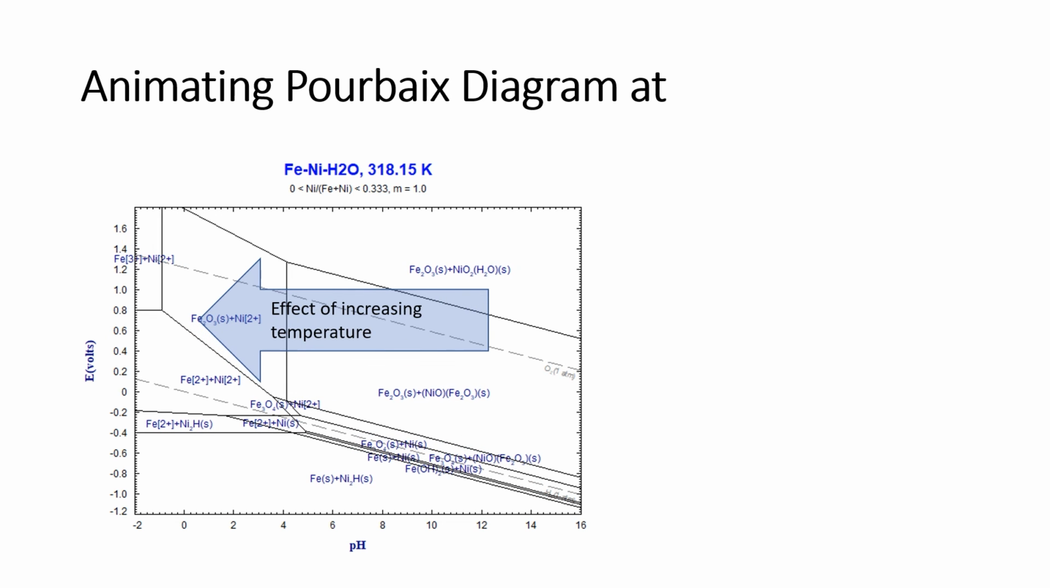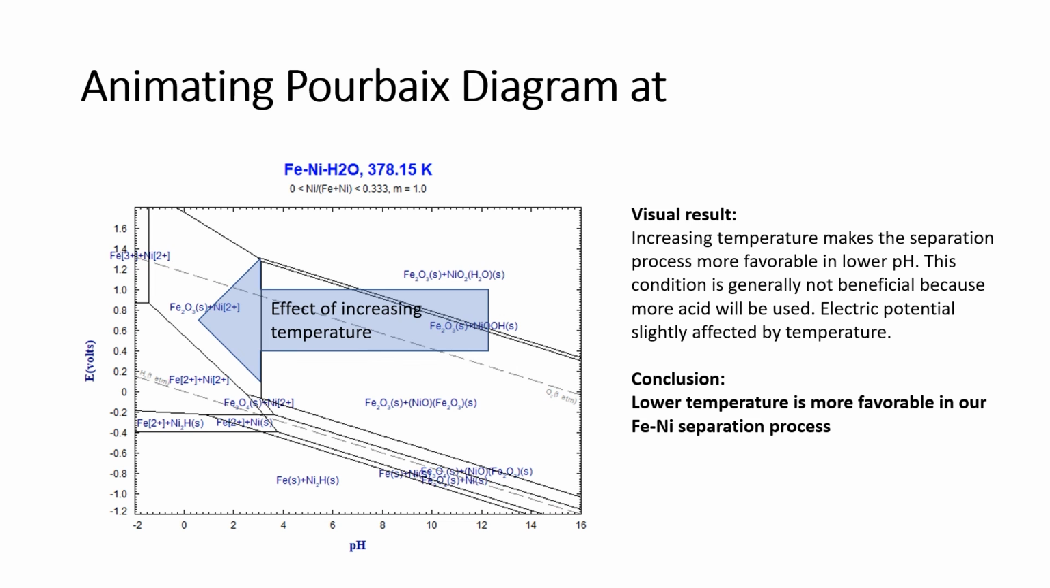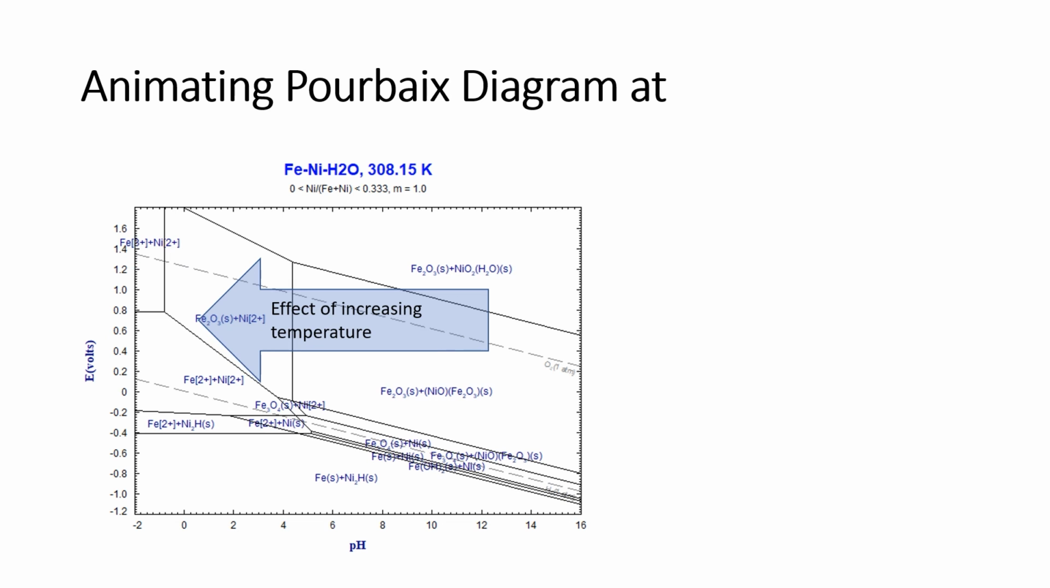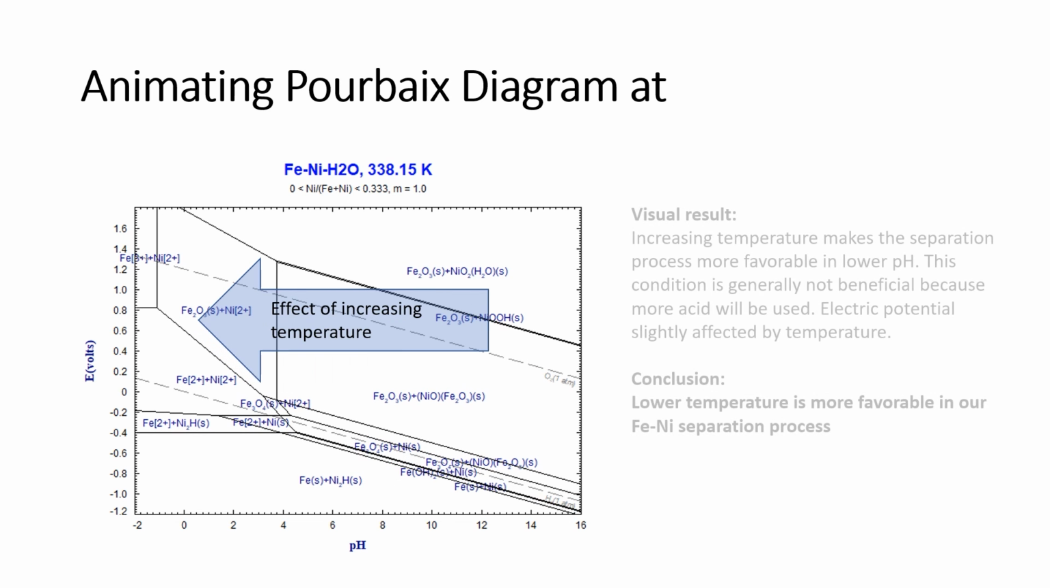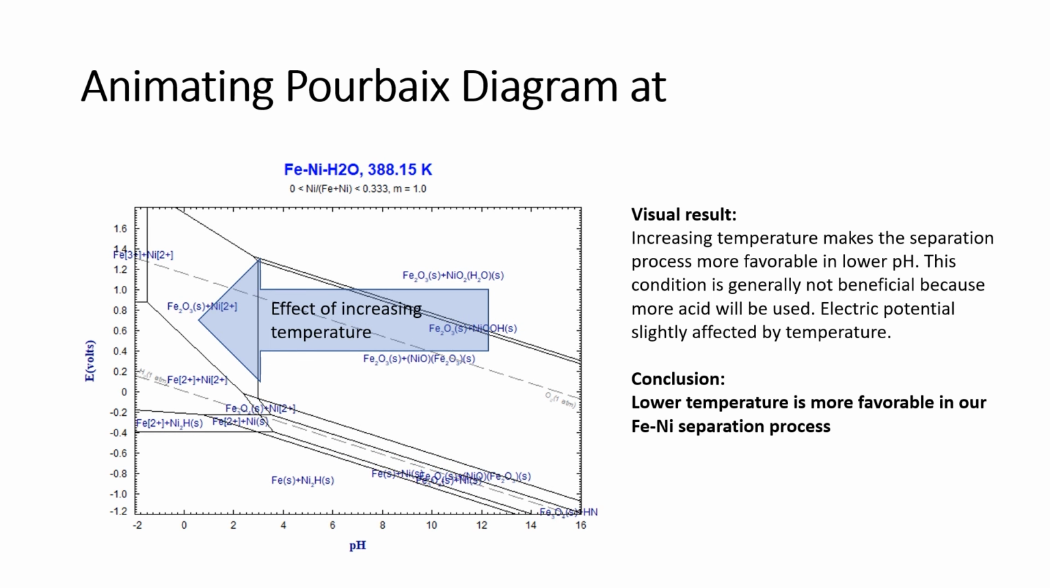So as we can see here, by increasing the temperature, we actually have smaller separation region. Usually this is not beneficial in our case because we have to add more and more acid in our system with increasing the temperature. So we have to think about actually lowering the temperature so we can have higher pH level to separate our system. So this is just the simple simulation on how we utilize Pourbaix diagram. I hope you can understand it.